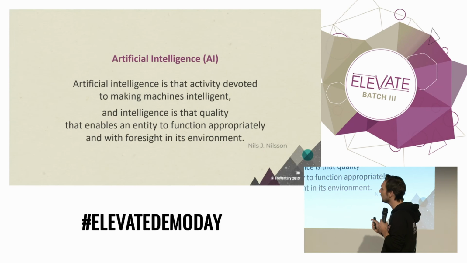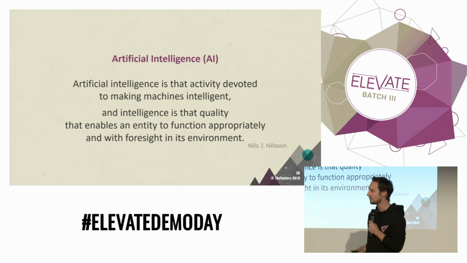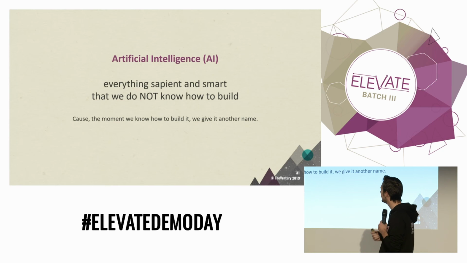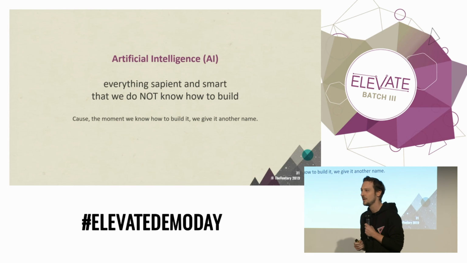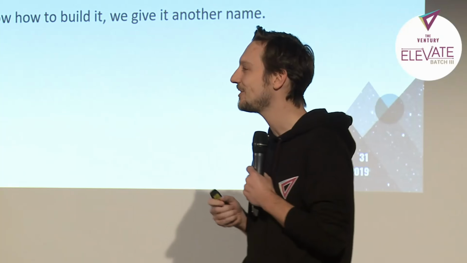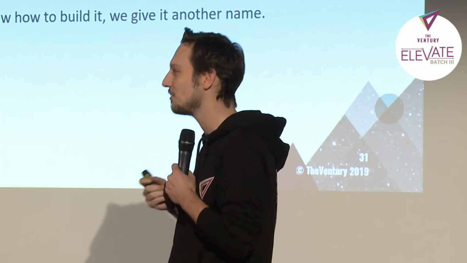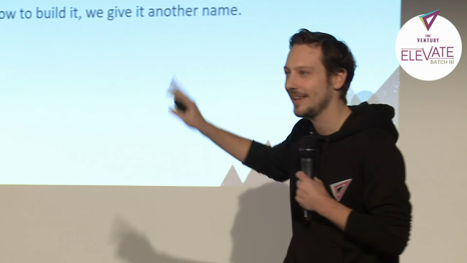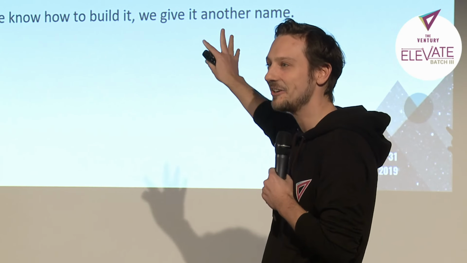There's one definition I also really like, and that touches very much on what we heard with the buzzword: artificial intelligence is everything sapient and smart that we do not know how to build. Because the moment we know how to build it, we give it another name. So by definition, AI is the buzzword for everything we don't know yet. Because the moment we know how to build it, we start to give it a name like linear regression, deep learning algorithm, deep neural net. We give it another name that specifies it more, and the rest stays artificial intelligence, right? That's why I like that definition also, because the buzzword is inherent in that definition.